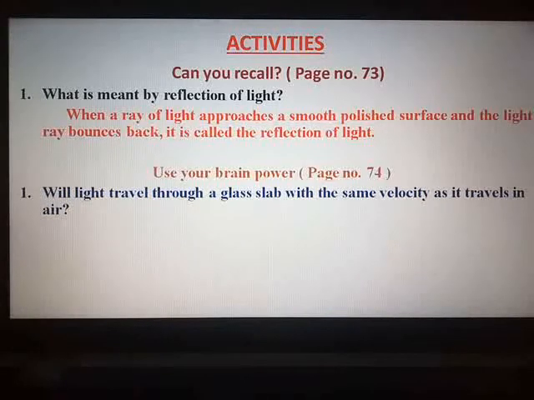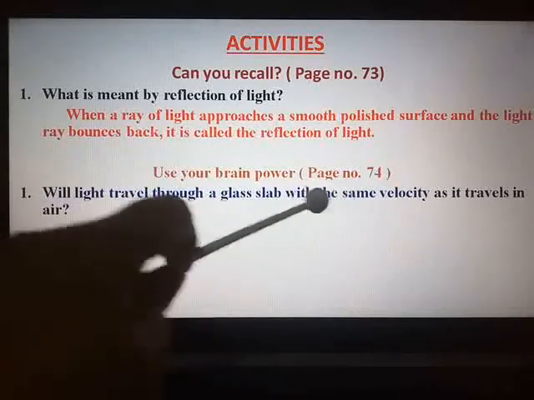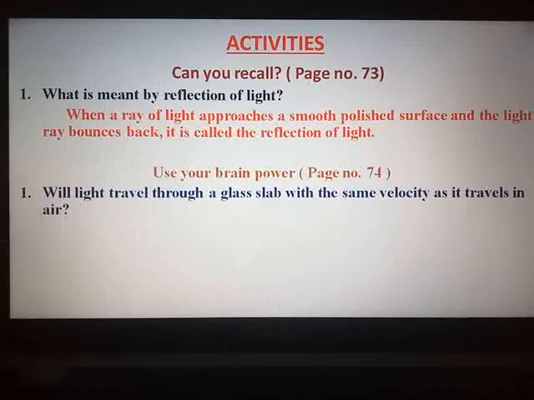Very simple. Will light travel through a glass slab with the same velocity as it travels in air? Will the velocity of light in the glass slab and in the air be the same? Surely it will not be the same, because light's velocity is different in different media. So the answer is no.